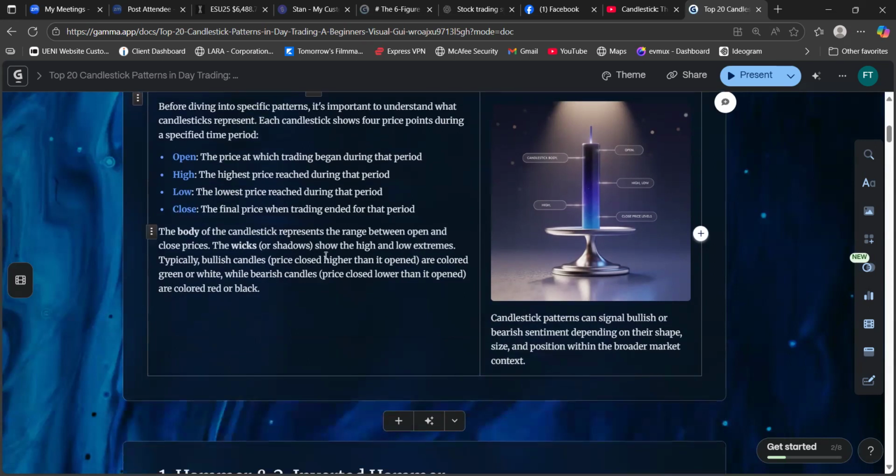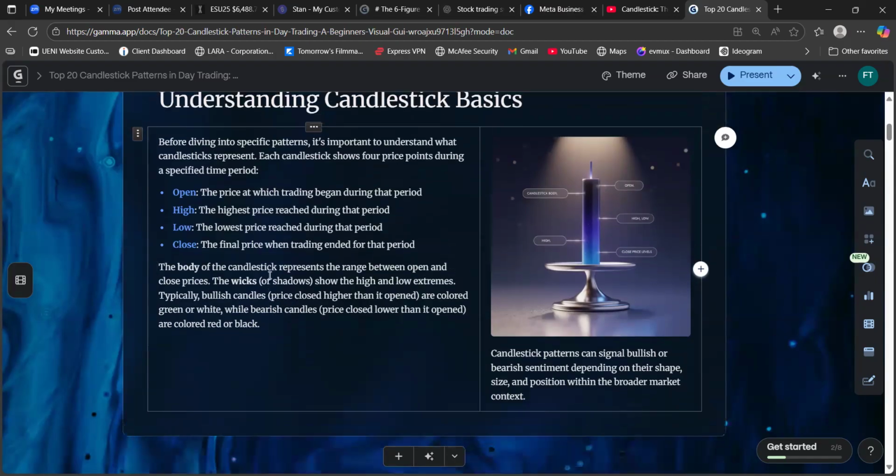The wicks or shadows show the high and low extremes. Typically, bullish candles, where price closed higher than the open, are colored green or white, while bearish candles, where price closed lower than the open, are colored red or black. So when you get to change your colors, you change them how you want.